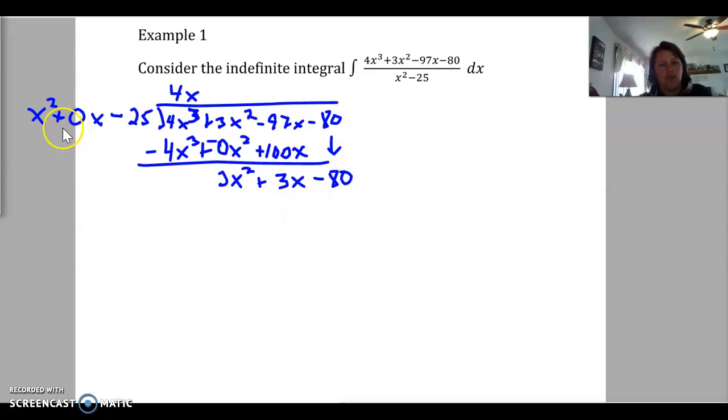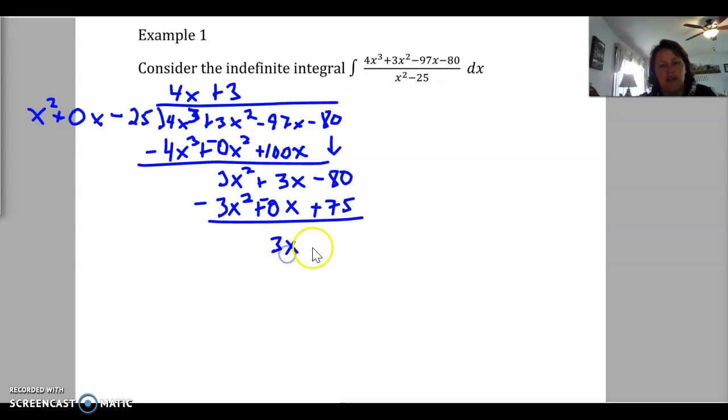All right, next, what do we multiply to x squared to get 3x squared? That's a plus 3. So then multiply and distribute that through everything. So we have 3x squared plus 3 times 0 is 0, so plus 0x. And then 3 times negative 25 is negative 75. Draw your line, change your signs. So those first ones cancel. 3x minus 0x is 3x. Negative 80 plus 75 is going to give us a minus 5.